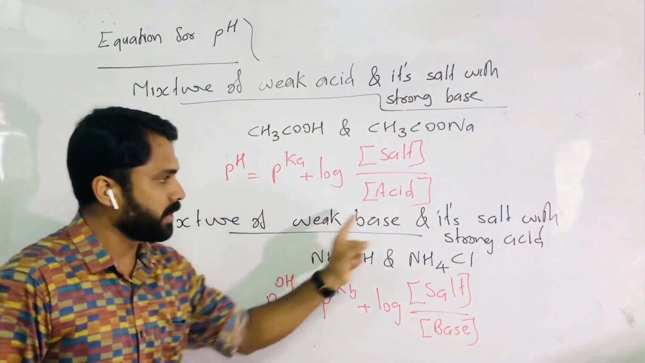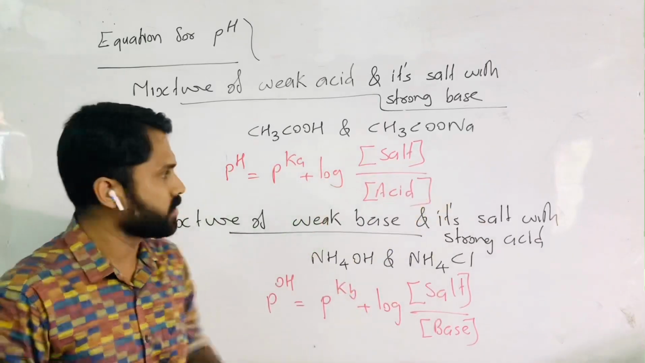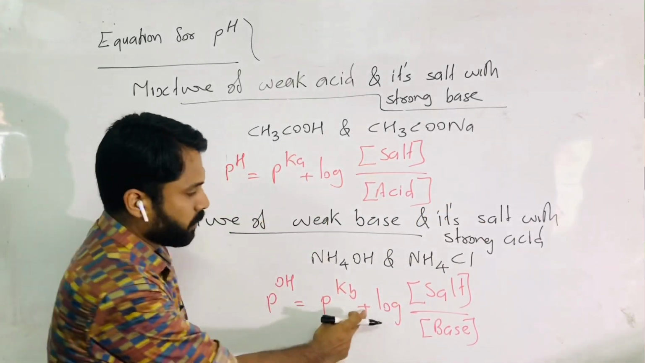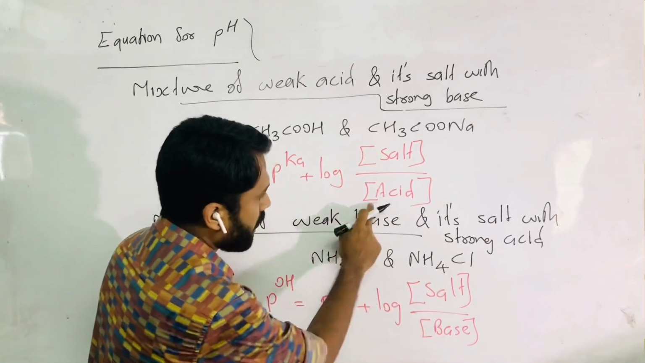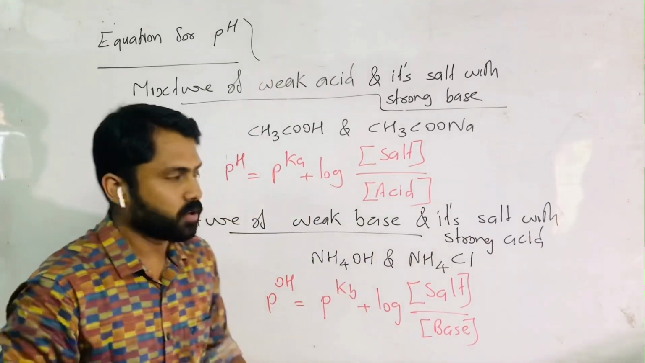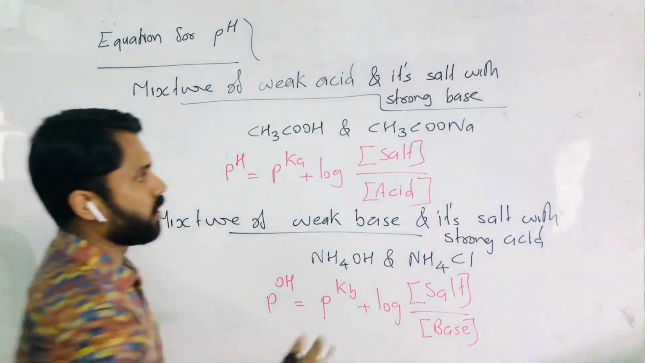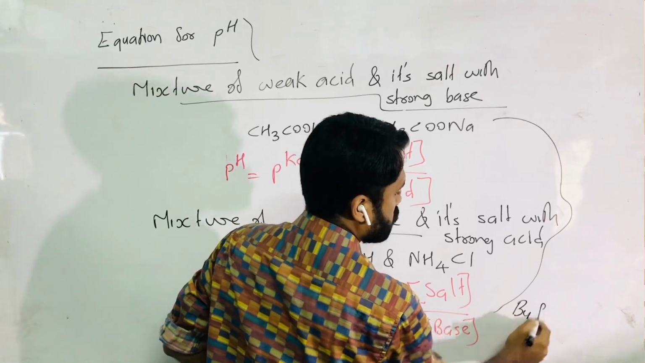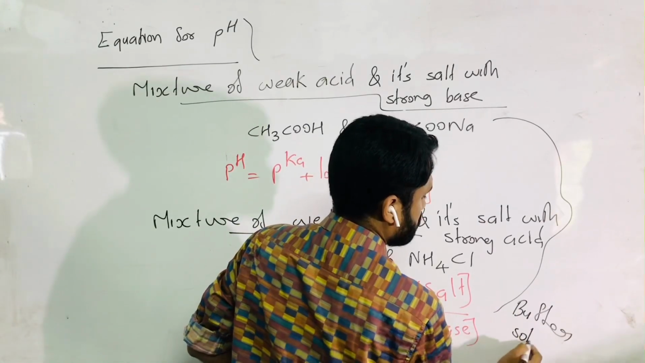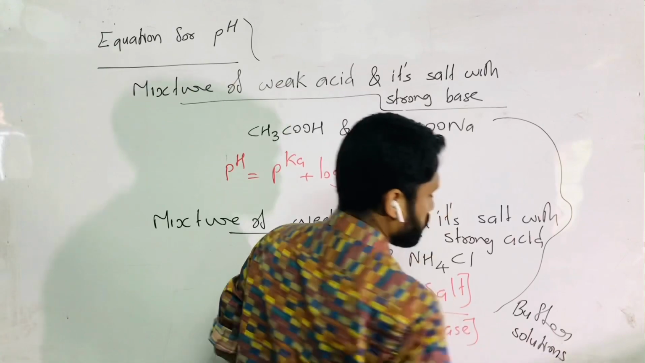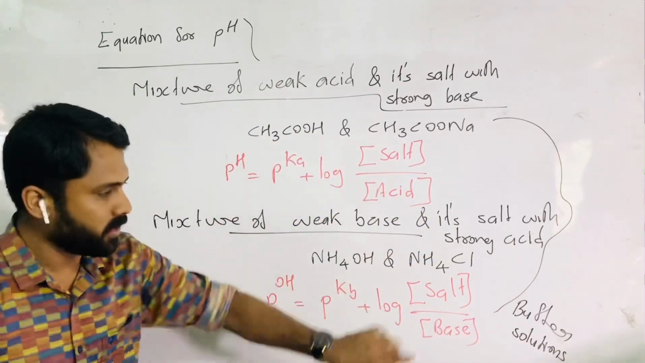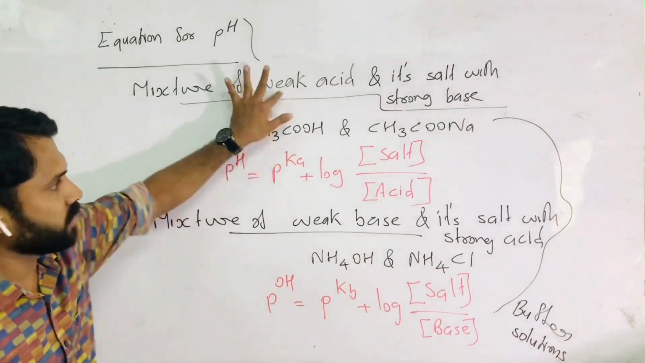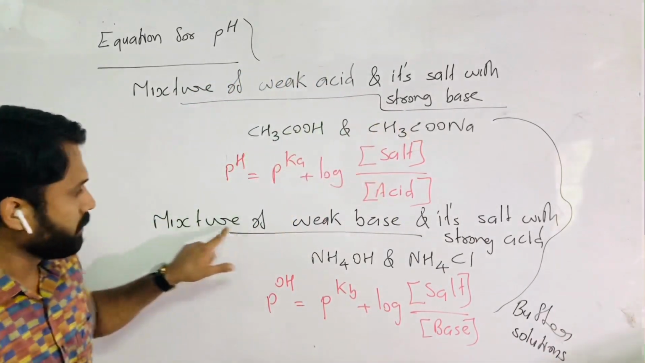Then a mixture of a weak base and its salt with a strong acid. Just reverse: here it is pOH, pKb plus log salt by base. So these mixtures are buffer solutions. Just I have given an additional point. These mixtures are buffer solutions, that is a mixture of a weak acid and its salt with a strong base, and a mixture of a weak base and its salt with a strong acid.